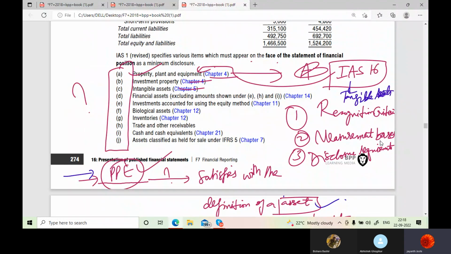And then how will you measure the asset? How will you measure the property?